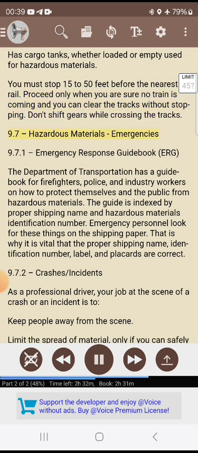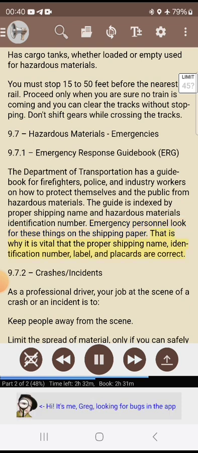9.7 Hazardous materials emergencies. 9.7.1 Emergency Response Guidebook, ERG. The Department of Transportation has a guidebook for firefighters, police, and industry workers on how to protect themselves and the public from hazardous materials. The guide is indexed by proper shipping name and hazardous materials identification number. Emergency personnel look for these things on the shipping paper. That is why it is vital that the proper shipping name, identification number, label, and placards are correct.